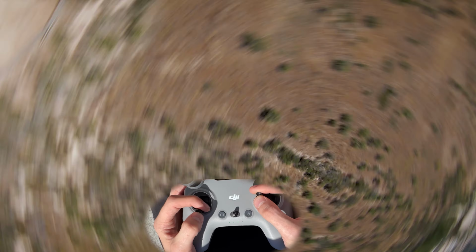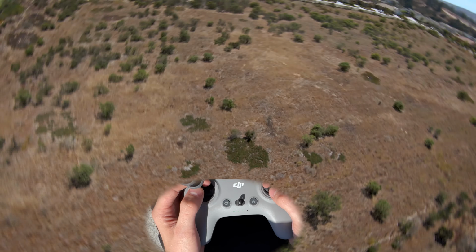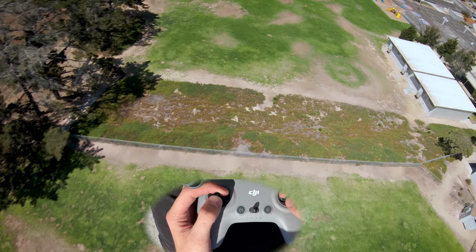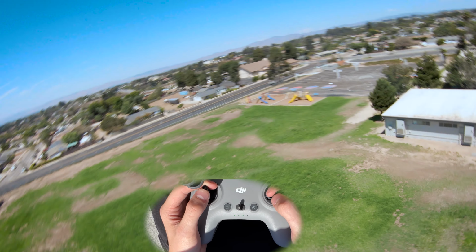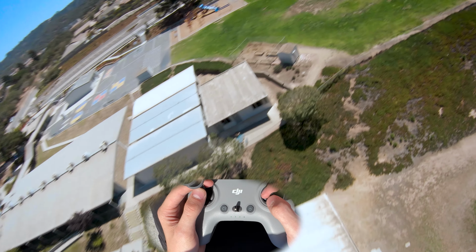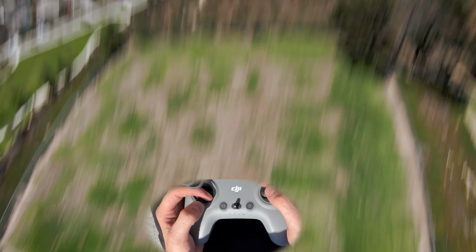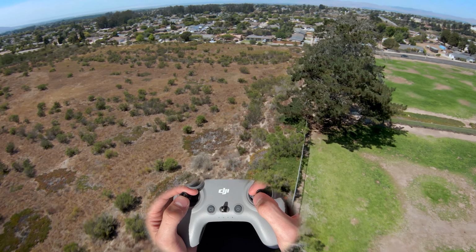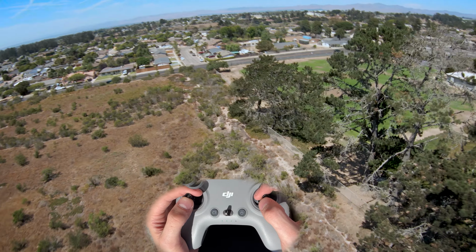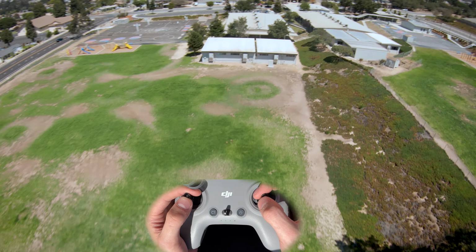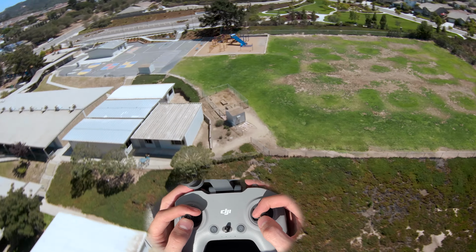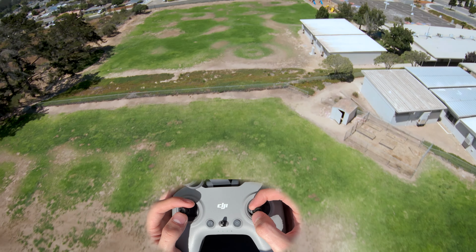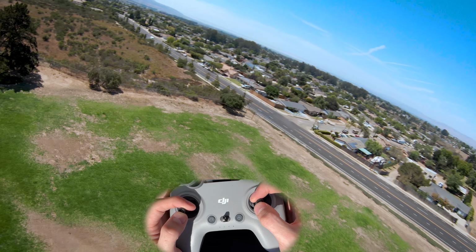See, I could do this. Woo! You can still do some freestyle with this. There you go, see? Boom. Flip. And now I'm going to go back around. I'm more of a cinematic drone pilot though, so I love the slower moving, slower acting, but I do still love my good old freestyle ways, you know.